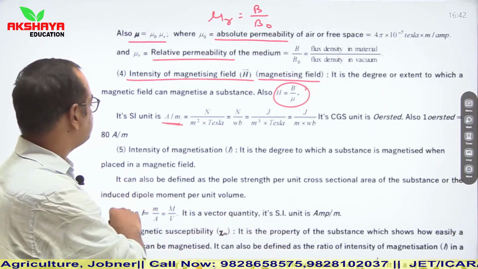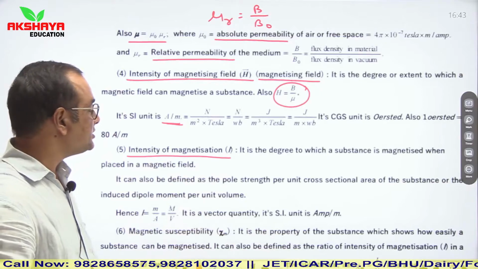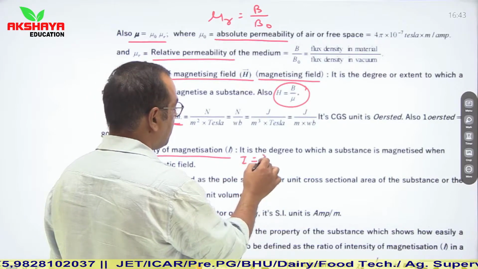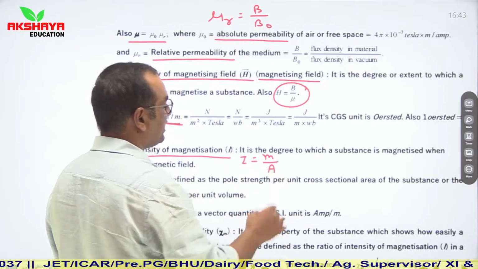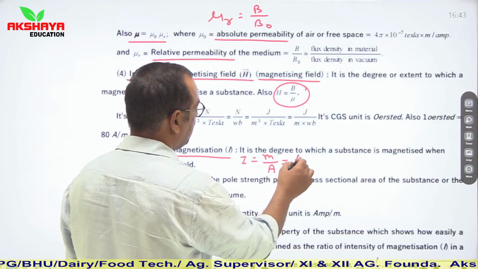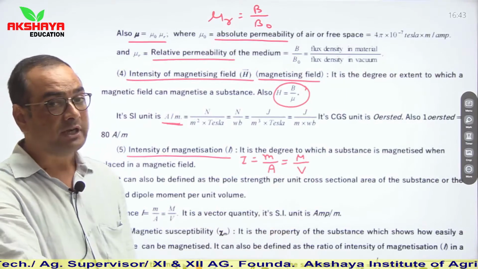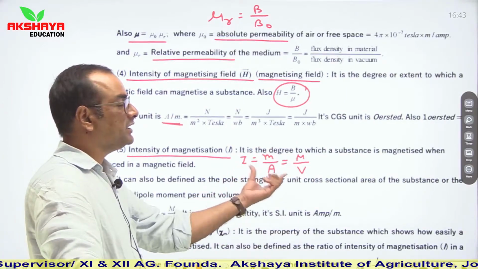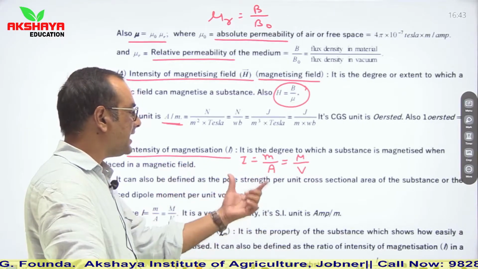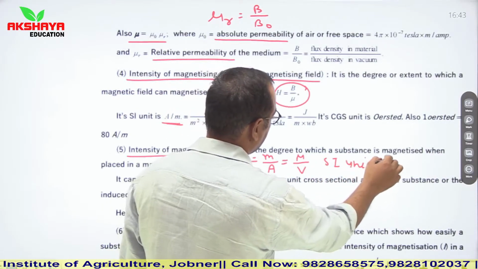Now see intensity of magnetization, I. Intensity of magnetization can be defined in two ways. One is, it is defined as pole strength of unit area of a pole of a magnet, or we can say it is magnetic moment induced in unit volume of a magnetic substance. Magnetic moment induced in unit volume, or pole strength in unit area. In both ways we can define intensity of magnetization, and its SI unit is again ampere upon meter.